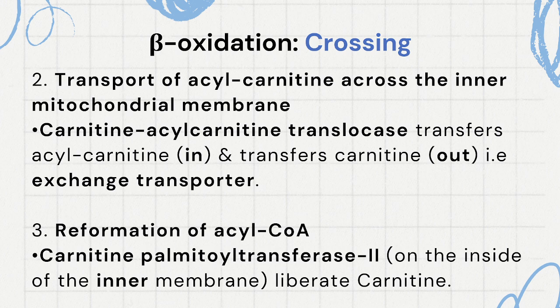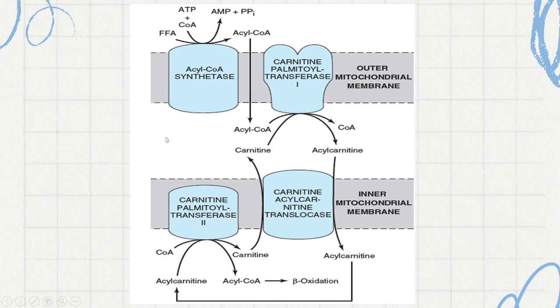The second step of crossing is transporting the acyl carnitine across the inner mitochondrial membrane, and here we employ the enzyme acyl carnitine translocase, which is actually an exchange transporter that will help in getting acyl carnitine inside the mitochondria in exchange for getting carnitine outside the mitochondria. In the third step, there is reformation of acyl-CoA by carnitine palmitoyl transferase 2 with liberation of carnitine.